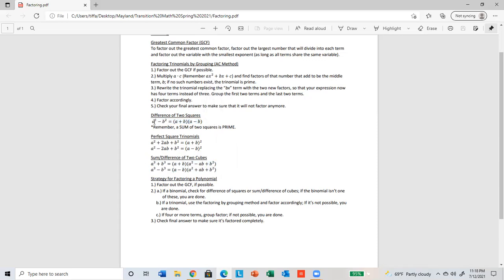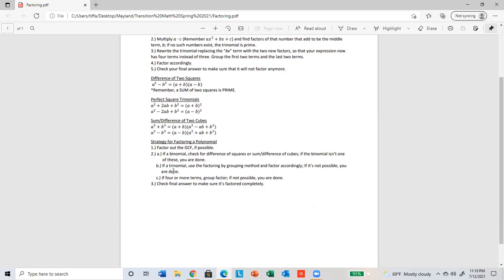So if you have two squares, but you've got a plus sign in the middle, that is a sum of two squares. And for us, that is prime. The reason it's considered prime is because it actually factors into imaginary numbers, and that's not part of our curriculum. So we are going to get a prime answer there.